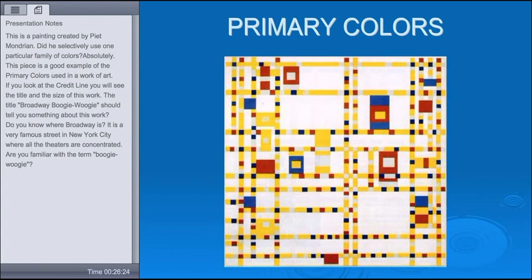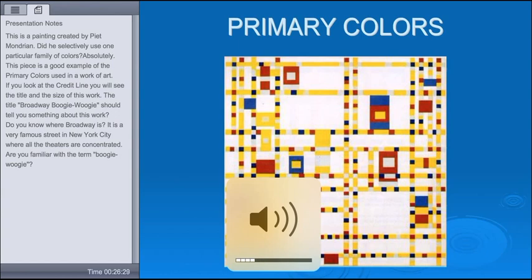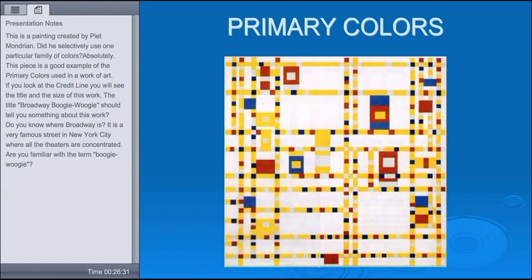It's a famous street in New York where all the theaters are concentrated. It's called the Theater District, and Broadway is where the major musicals are performed. And if you're familiar with the term boogie woogie, even though we don't have any diagonals, it seems to have movement just by how he uses color. And look at all the right angles. So there's some definite choices that Mondrian is making in this piece. I look at it as an aerial view. I'm in an airplane flying over and looking at Broadway in New York.